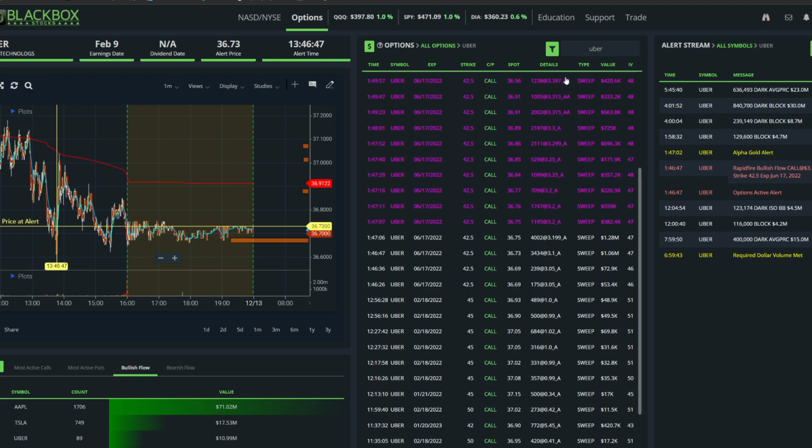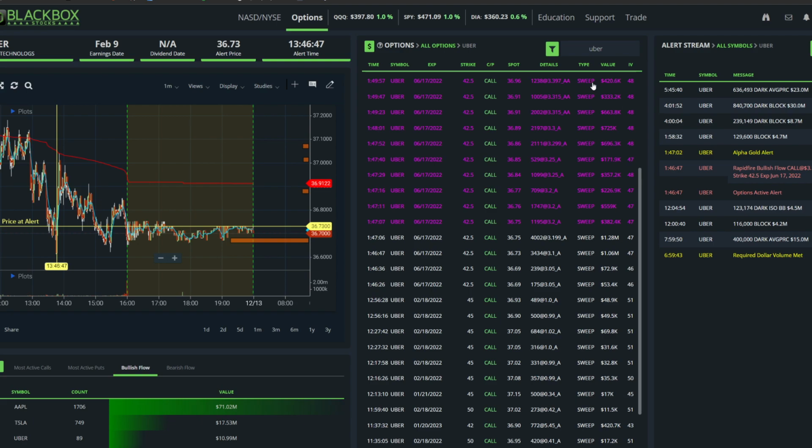The details are extremely, extremely important, and this is what differentiates the 99% of the flow that comes through that we don't care about. And you can see here, 1238 is the amount of contracts that they purchased. So they bought 1,238 contracts at a price of $3.39 per contract. Now remember, we're trading options here. So that means they ended up buying it at $3.39 times 100 for one contract. And they bought 1,238 contracts.